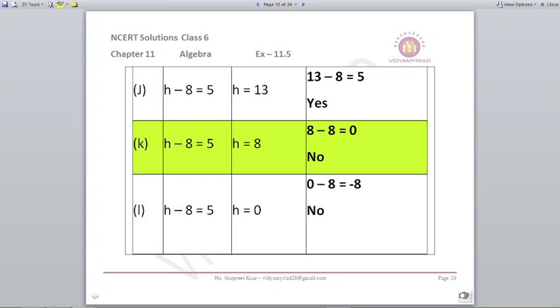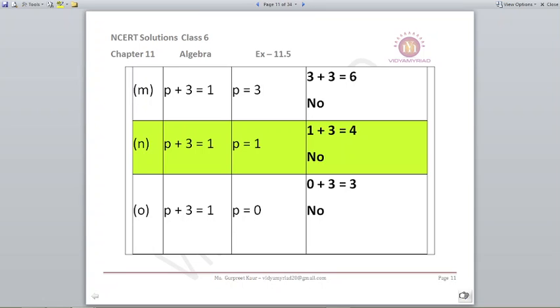H minus 8 is equal to 5 where H is equal to 0. So again, 0 minus 8 comes minus 8. So answer is no. Next. P plus 3 is equal to 1. So P is 3. So 3 plus 3 is 6. 6 is not equal to 1. So answer is no.